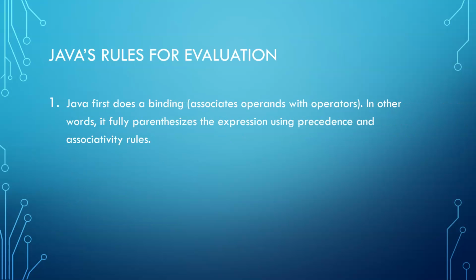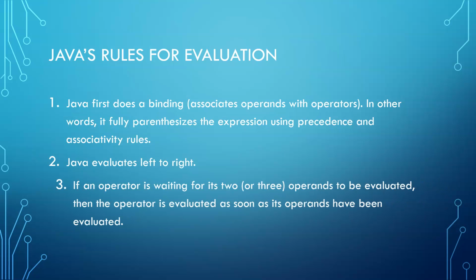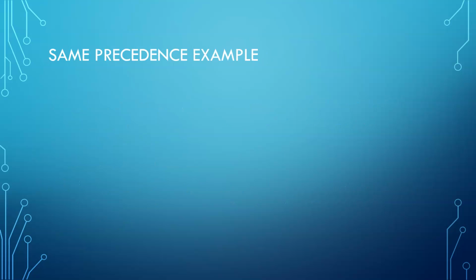So, Java's rules for evaluation. One, Java first does a binding and associates the operands with operators. In other words, it fully parenthesizes the expression using precedence and associativity rules. Two, Java then evaluates left to right. Three, if an operator is waiting for its two or three operands to be evaluated, then the operator is evaluated as soon as its operands have been evaluated.